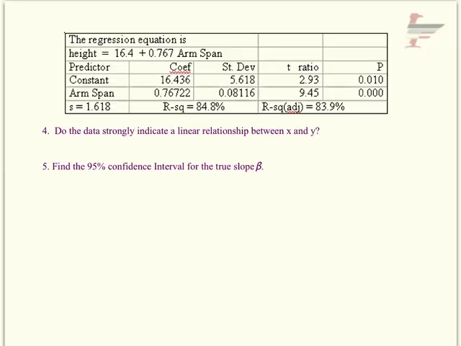All right, and then number 4 says, do the data strongly indicate a linear relationship between x and y? So a strong linear relationship, lots of things play into that. We don't have any graphs to look at, so we probably want to look at r and r squared. You don't want to use the adjusted r squared there, but my r squared is 84.8%, which means if I take the square root of that, my r will be 0.92. And I know that's positive because my slope is positive, so just be careful about that.